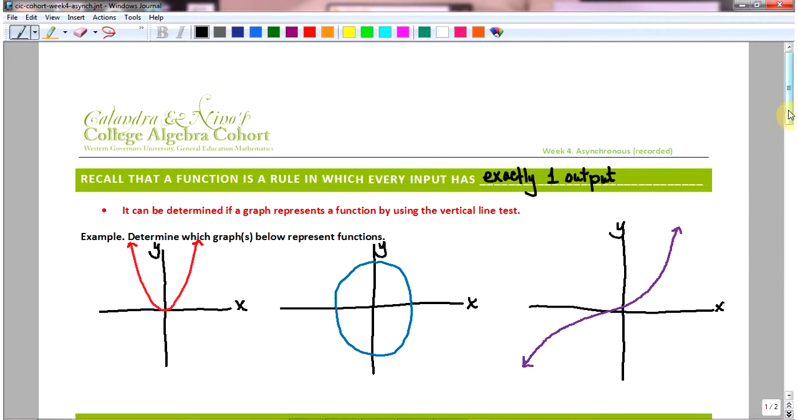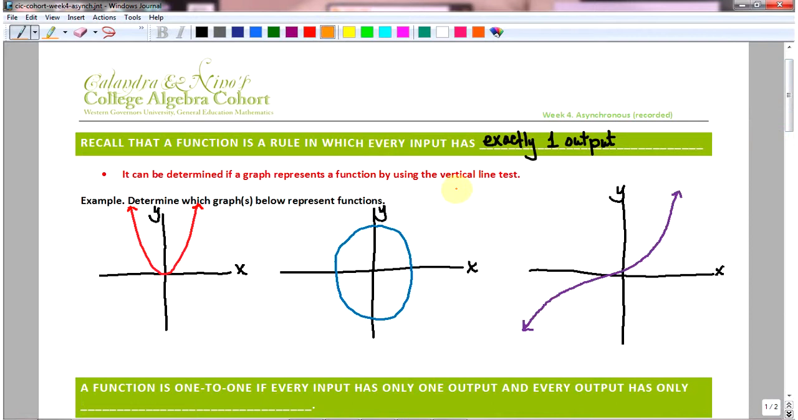So to illustrate this using the graphs below, I know that every input, and remember the inputs are the x values, has exactly one output. Remember the outputs are the y values. So if I draw a vertical line through a graph and it hits it in one point, that means that for whatever x value this is, there's only one corresponding y value to it. So notice that any vertical line that I draw for my first graph crosses only one time.